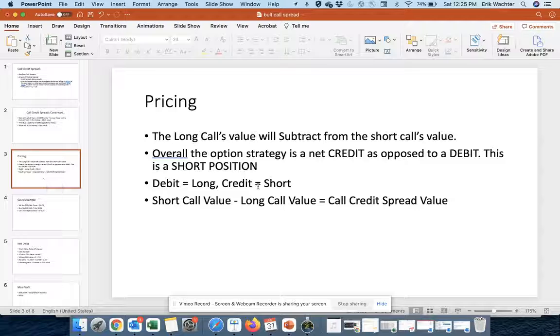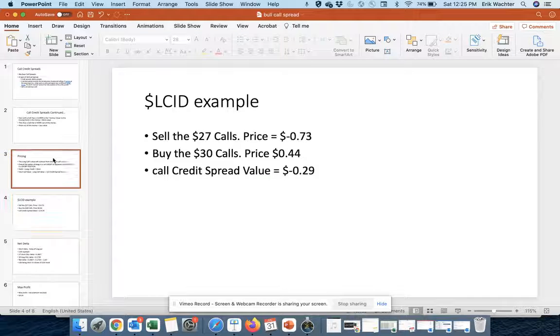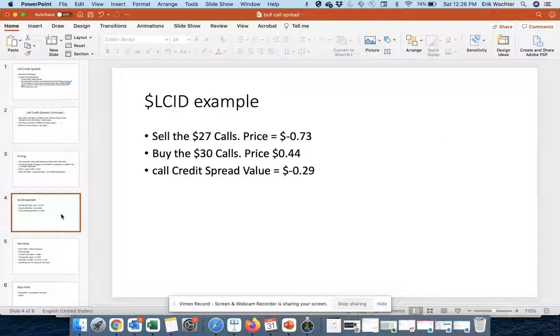So overall, this option strategy is a net credit because we're net short as opposed to a debit. Debit means long, credit means short. So just to reiterate how to derive the call credit spread value, we're going to take the short call, subtract the long call value, or in this case, since the short call is negative, you'd add the long call value. Either way, you could take the absolute value of the short call, absolute value of the long call, subtract them, and then since you're short, you just throw a negative sign on it. That's probably an easier way to think about it.